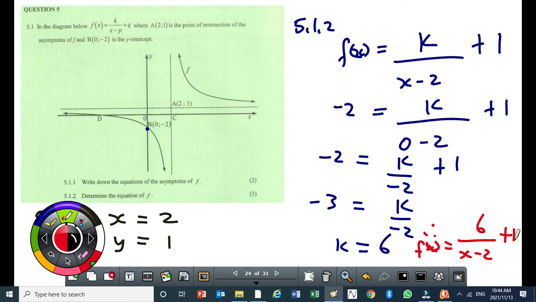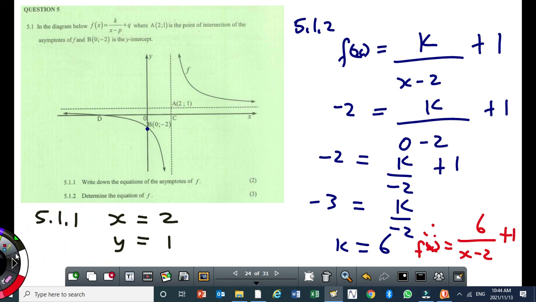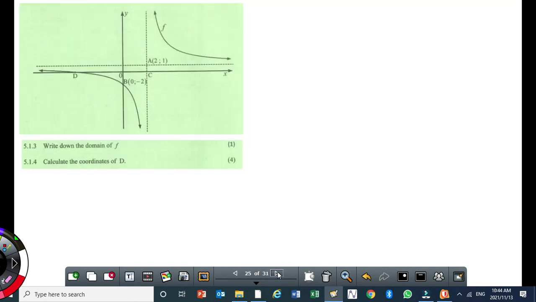Well, how many marks is it worth? So the first mark would be for substituting the points, that is the x and the y value. Then a mark for the equation. You also get a mark for the value of k, because we have to find the value of k there. Right? It's straightforward, isn't it? Right? Then the next question says write down the domain of f.